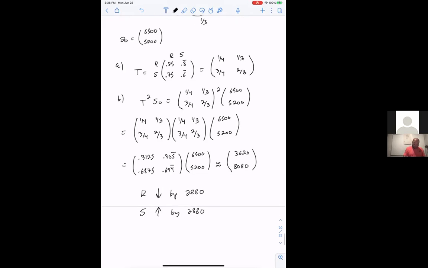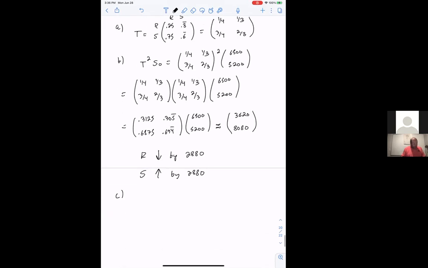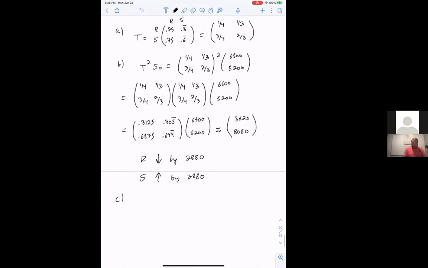Okay, part C. Now it says, write T in the form P lambda P inverse. I think it meant T equals P D P inverse. I better have. So we know how to do this, right?